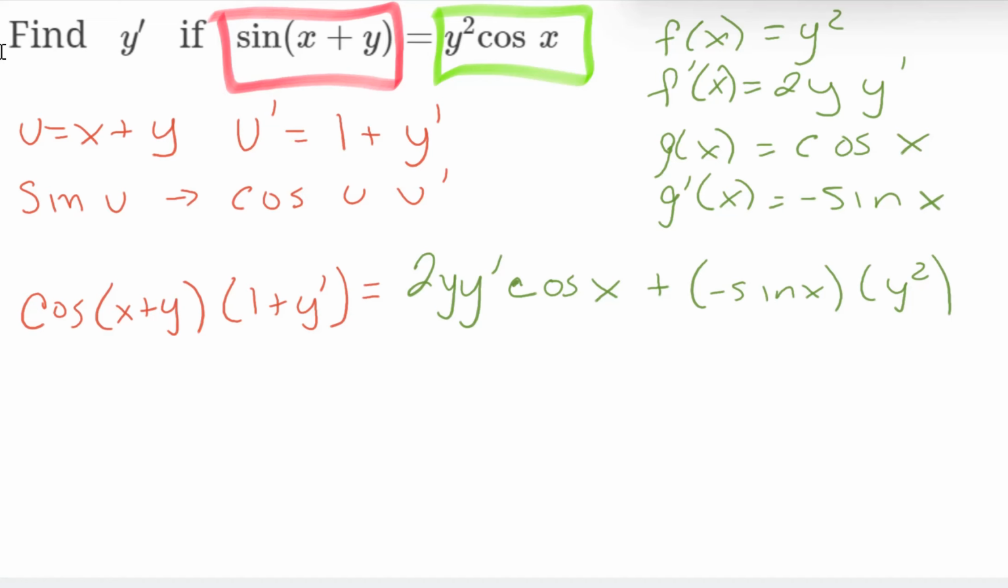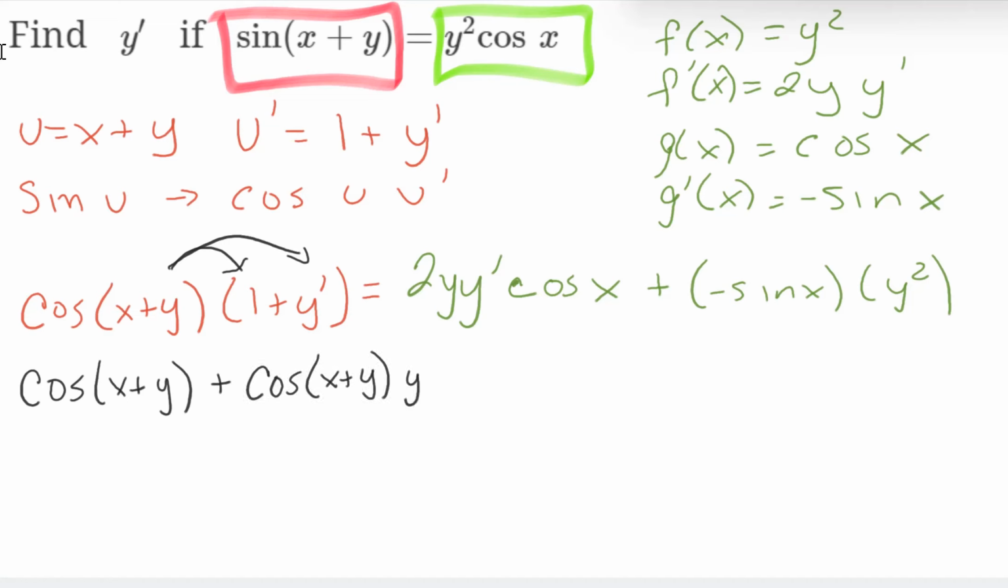So now our goal, once we've got everything done, is to get the y primes together on one side, everything else over the other side. So that y prime I can pull out. What about this one? What do I got to do this side to? Yes. So we're going to distribute this piece here to both parts. So I've got cosine of x plus y plus cosine of x plus y times y prime equals 2y y prime cosine x minus y squared sine x.